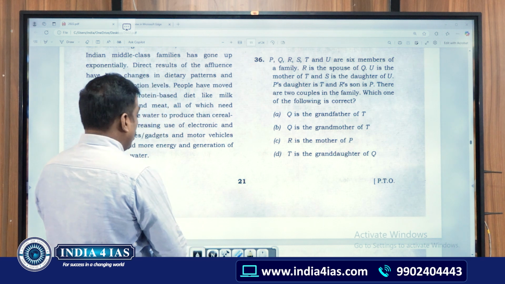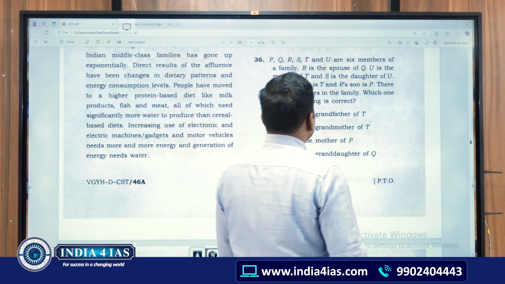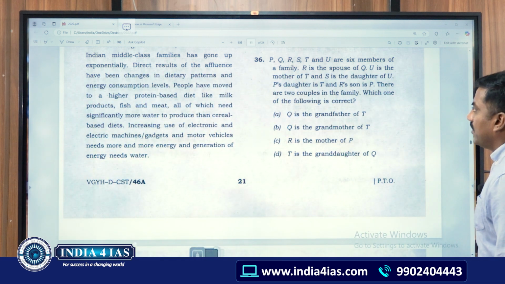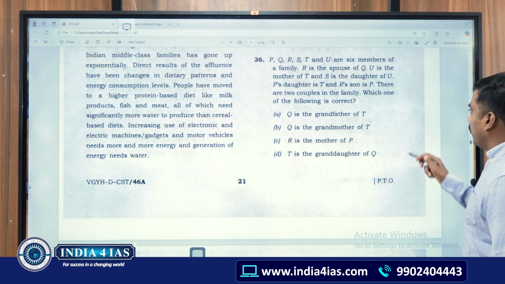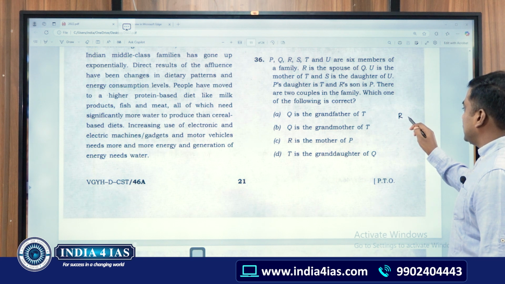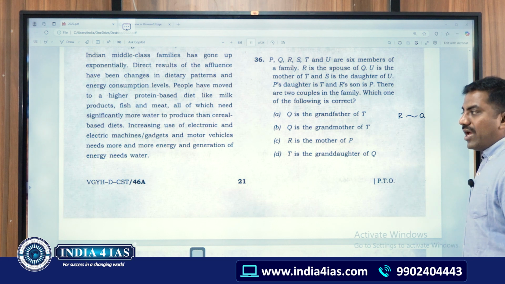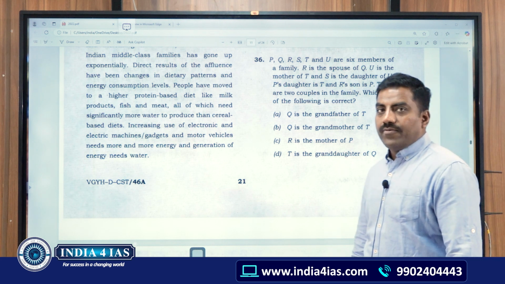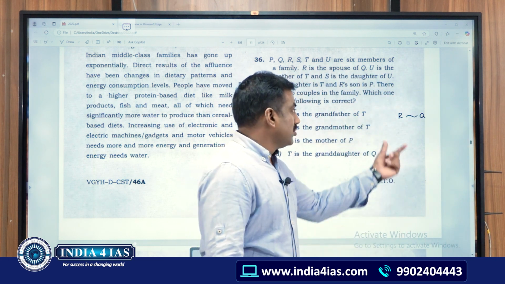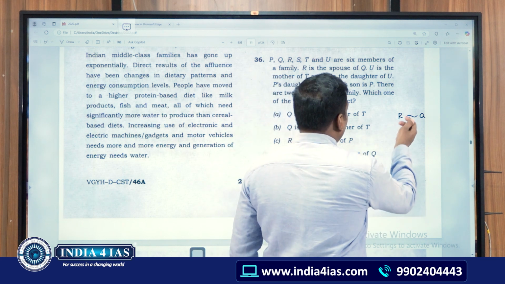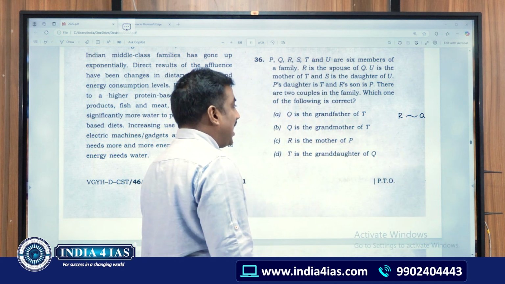P, Q, R, S, T, U are 6 members of a family. R is the spouse of Q. So you have to have some notations to form a family tree. For spouse, I take a curved line and I don't know the gender of R and Q because they are just spouse.